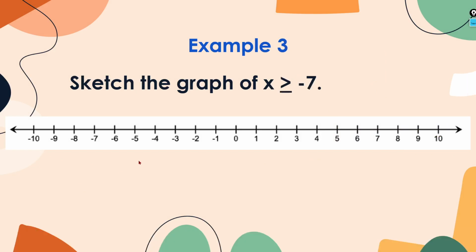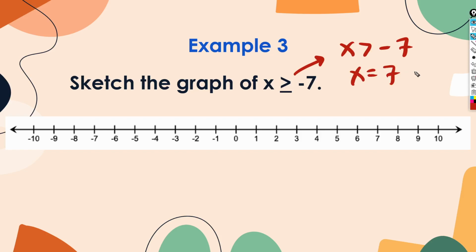Next. Oops, sorry. Sketch the graph of x is greater than or equal to negative 7. Okay, iba to ah. Now, pause muna. Try mo muna yung sketch. Then hit play when you're done. Right. So, may sagot ka na. Now, remember, ang ating inequality na ito could be broken down into two parts. No? X is greater than negative 7 or x is equal to negative 7.